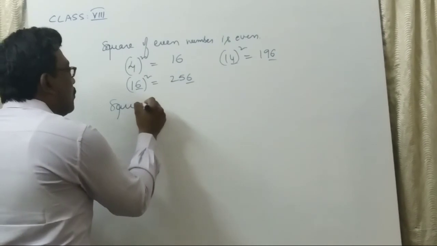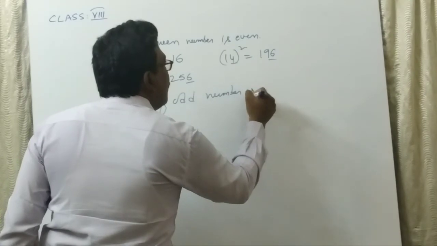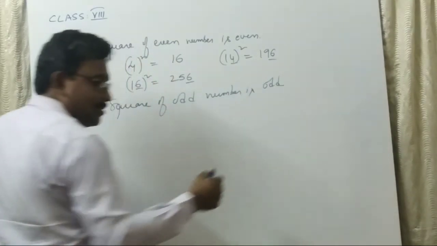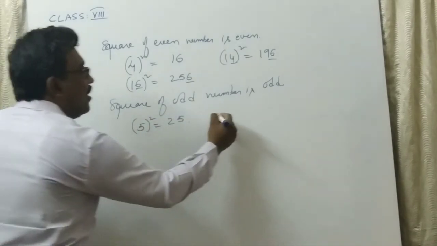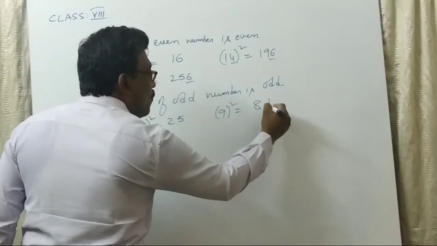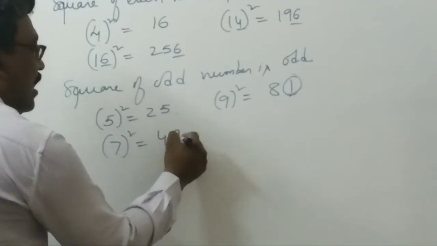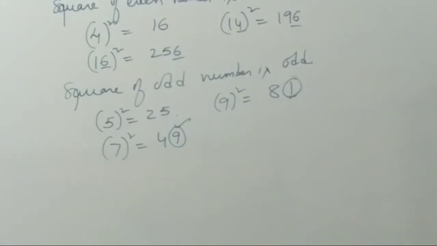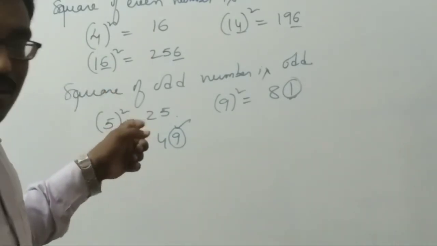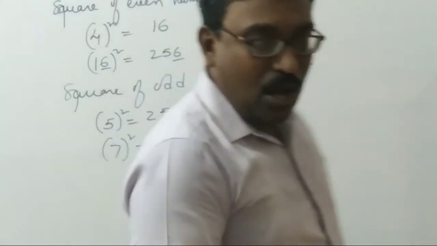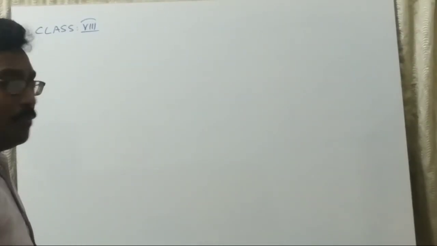Similarly, the next property: square of an odd number is odd only. Because 5 square, 25 will come. 9 square, 81 will come. 7 square, 49 will come. So the square of an even number is even, and the square of an odd number is odd. We'll go to the next property now.